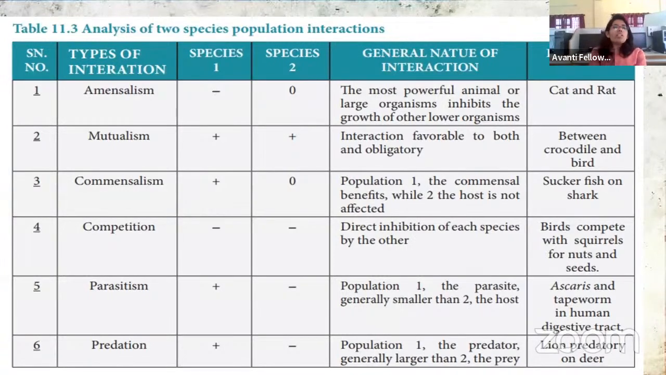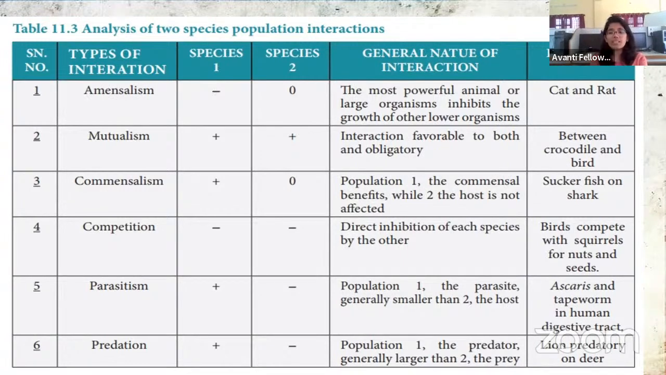Okay, so next is competition. If two species are competing for the same resources, then what is going to happen? If mutualism is there, both will get benefit. But if competition is there, then both will get harm. Like there are some birds which are going to compete with the squirrels for nuts and seeds. Here what is going to happen is that neither squirrel nor birds will get the nuts. This is what is called competition.